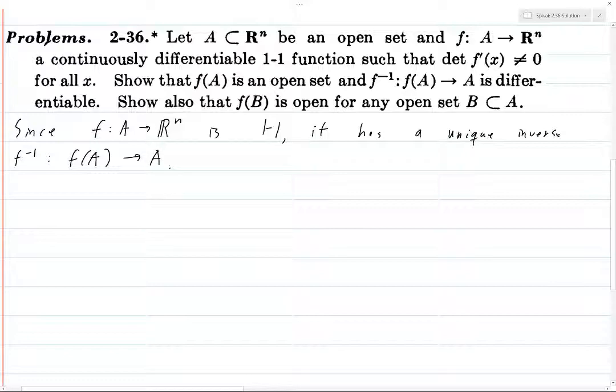Because what we do is you restrict the range Rn to just the image of A, and then the restriction of f to this range, if you restrict the codomain of f to its range, then you have a function which is not just 1 to 1, but now it's onto, and so it's a bijection, and so you can invert it, and this inverse is unique.